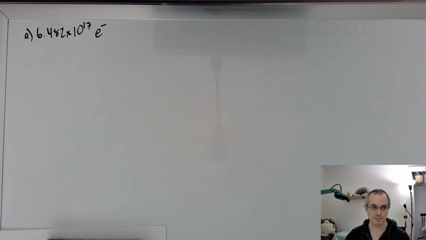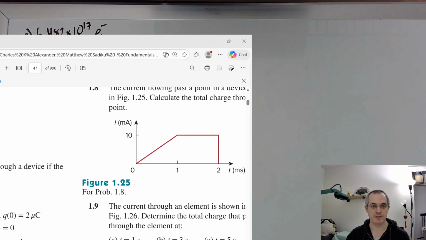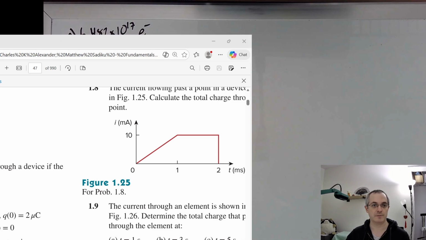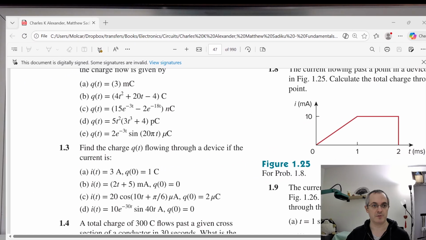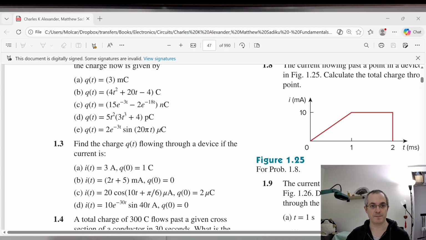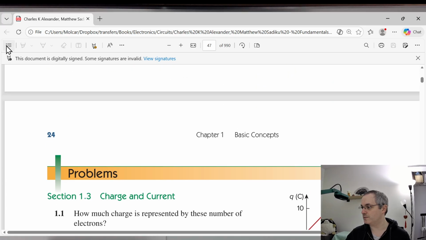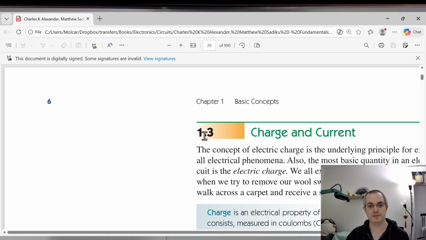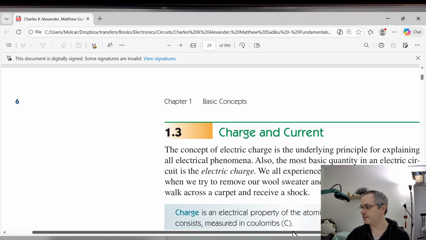Okay, so we're going to need how many electrons there are in 1 coulomb of charge, or how many coulombs 1 electron has. For that, we can either look it up online or in the textbook. So that's what I'm going to do. Here's the textbook. It's probably under charge and current.